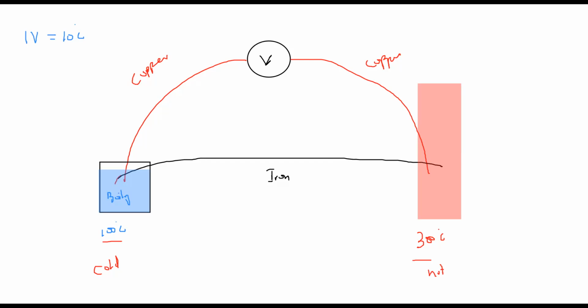What will be the voltage here? What will this voltmeter record? Because the temperature difference is 200, this voltmeter will record 20 volts, because 20 volts equals the temperature difference. It shows a temperature difference, not the temperature of the object. Yeah, that's why 200 divided by 10 equals 20 volts.